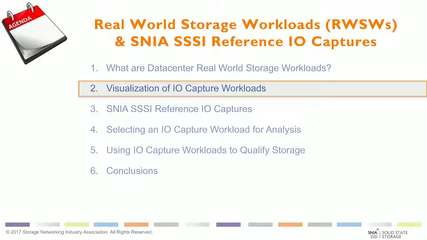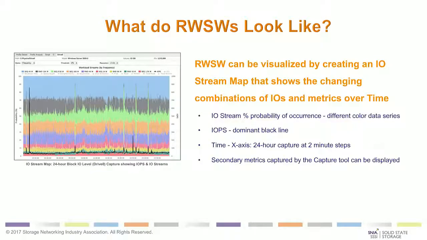Okay. So let's look at visualization. How do we visualize a real-world storage workload? You can visualize a real-world storage workload by creating an IO stream map. An IO stream map is simply time along the x-axis and the number of IOs on the y-axis, and each color is a different IO stream. Remember we said that at any point you have some number of discrete IO streams, each with a unique size, access, and a read or write IO.